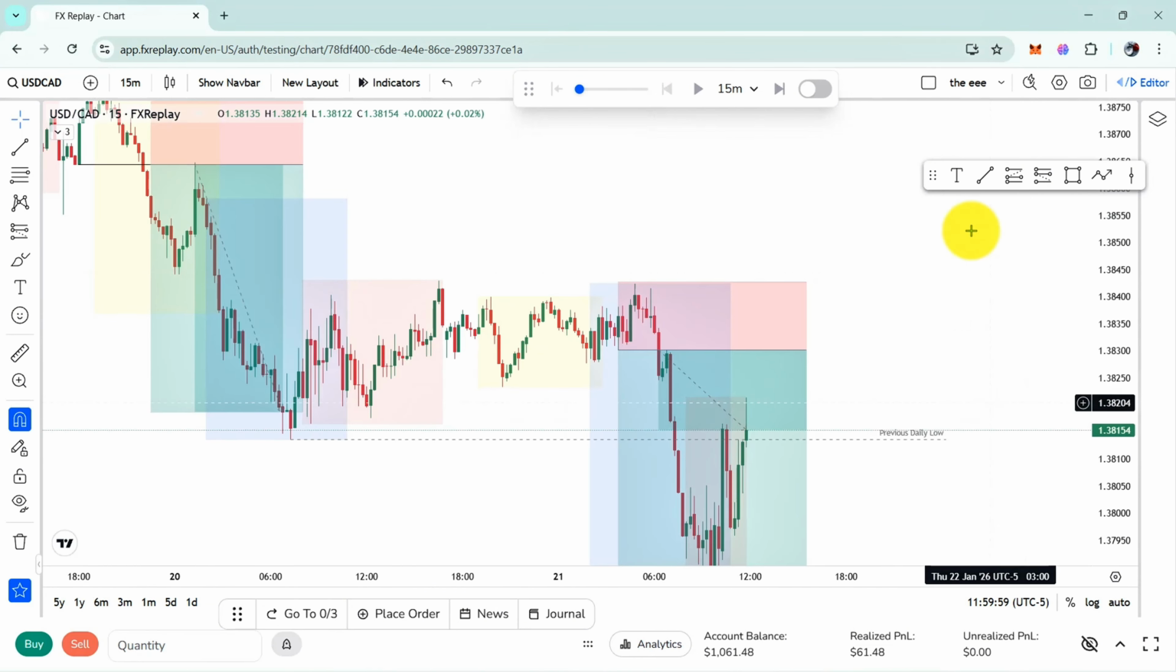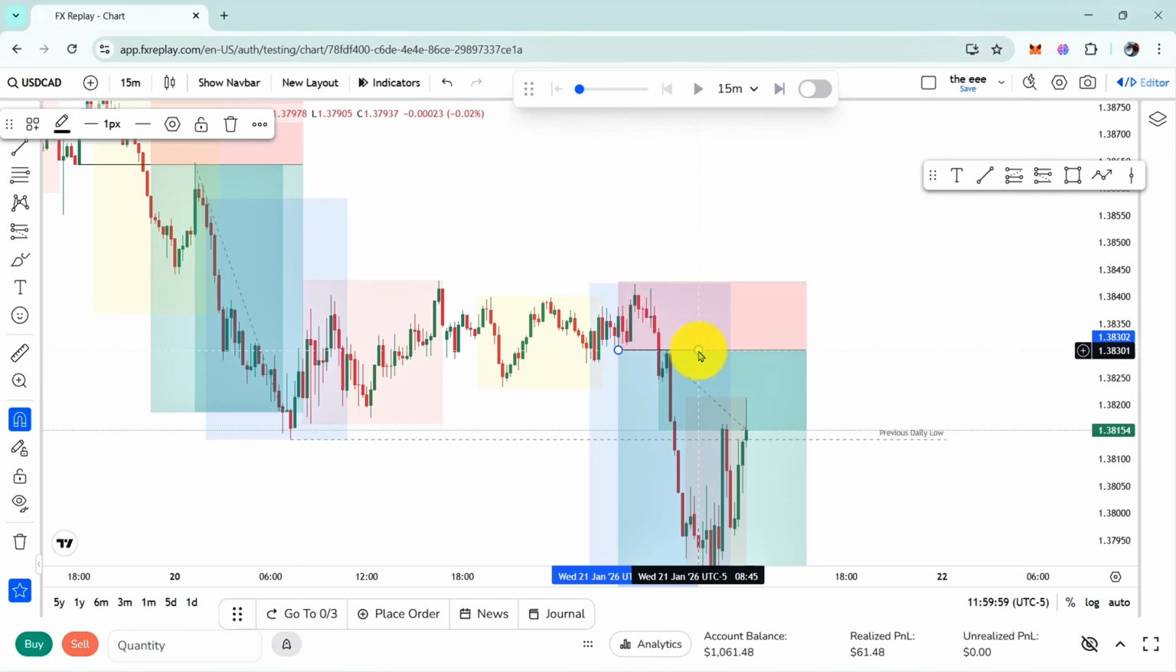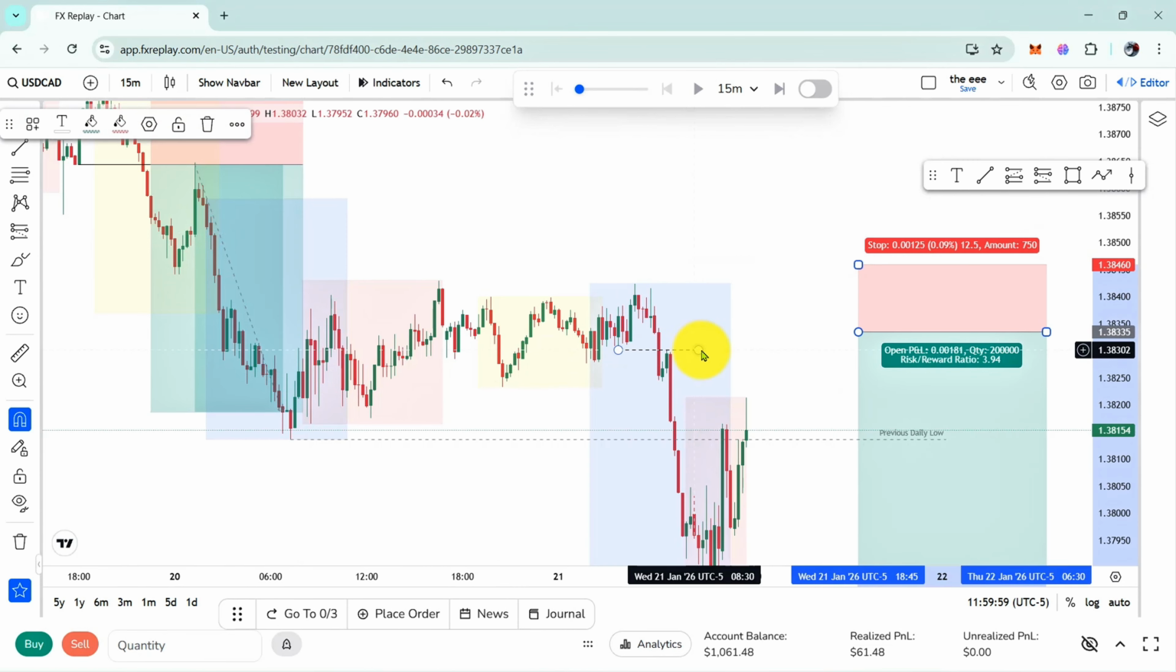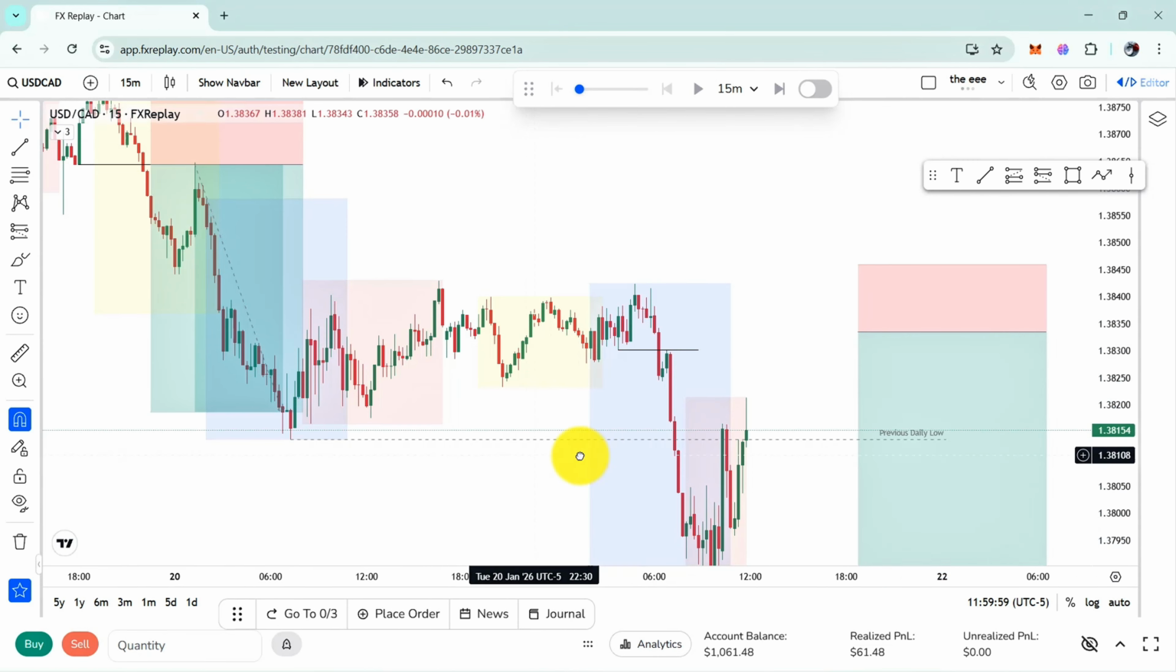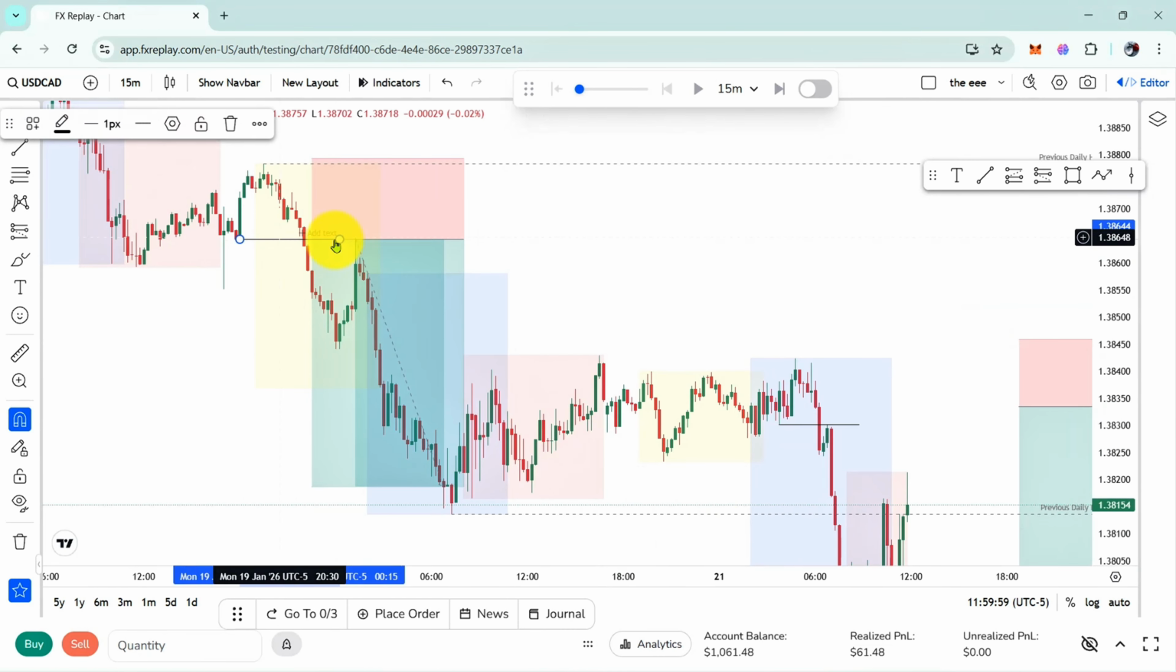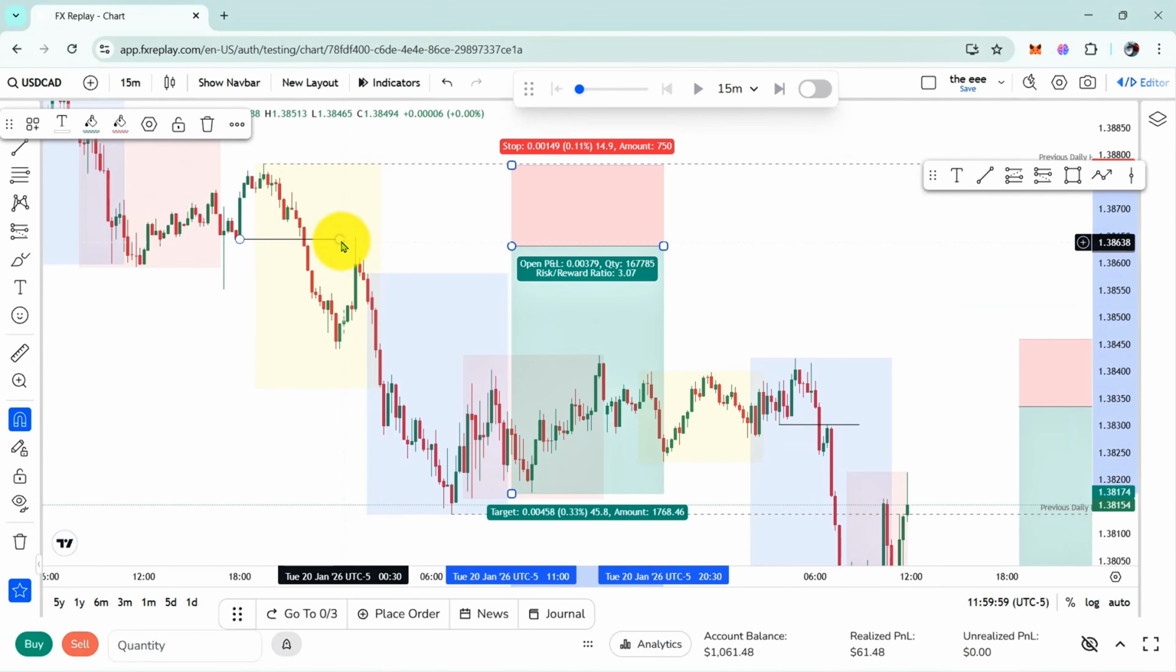breaker block is. This right here is a breaker block. This right here is a breaker block. They had a very nice tap and they started sweeping low. This right here too is a breaker block. So they had a nice tapping into it and they started selling down.